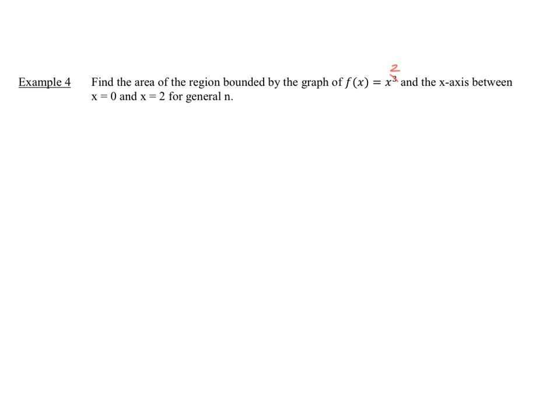So, first thing I need to do is figure out my delta x. All right. B minus a over n. B is 2, a is 0, n is n, so 2 over n.